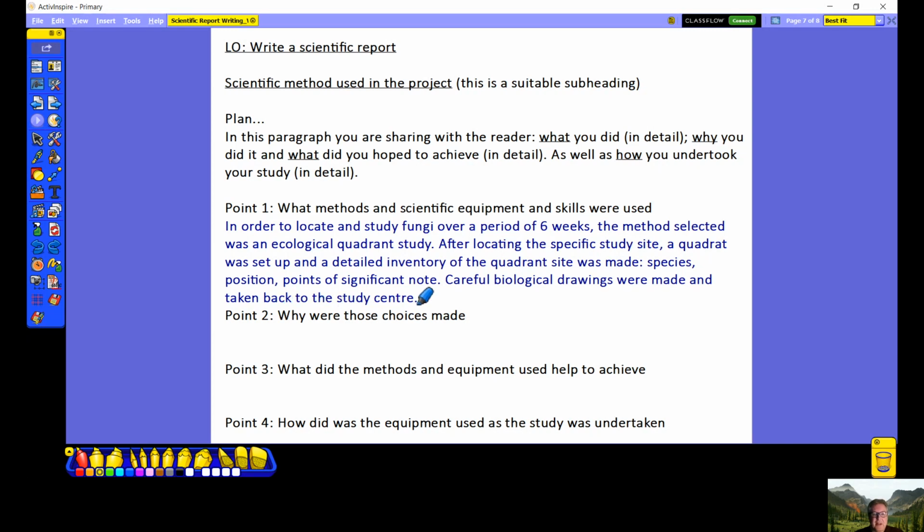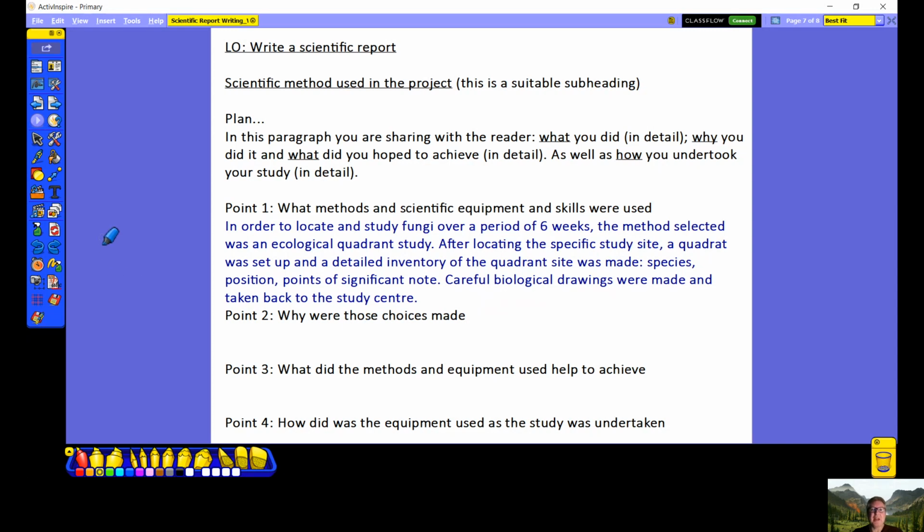And what did you specifically note? Maybe what it looked like. I know some of you nudged the fungi with a stick or your foot, and you could see what you thought were the spores being released. So that could be very significant. And the biological drawings are really careful representations of these living organisms, and taken back to the study centre. In this case, that was the classroom.